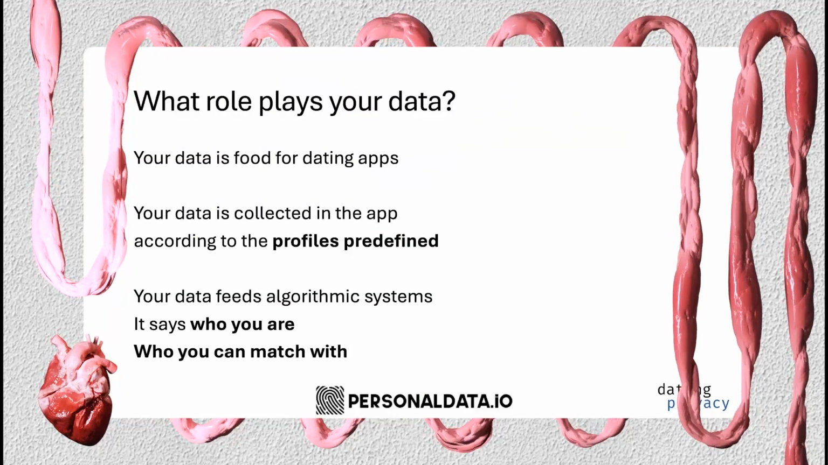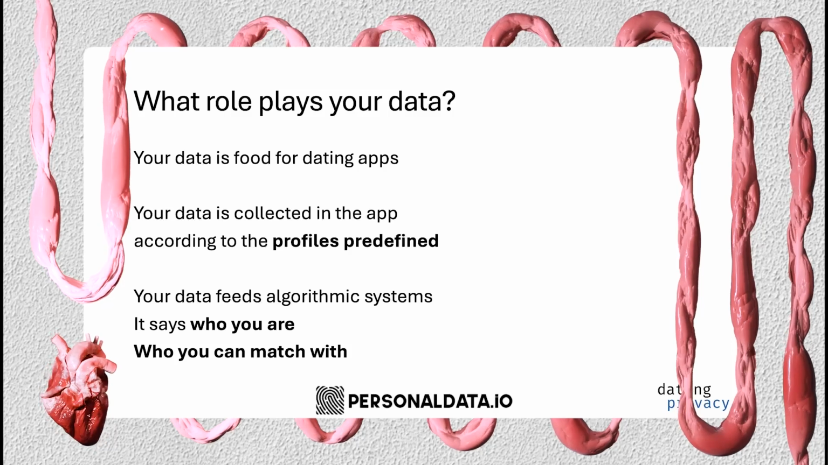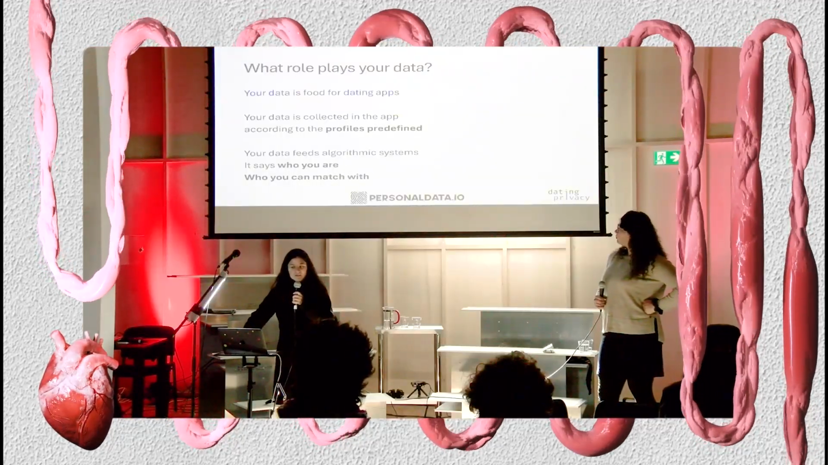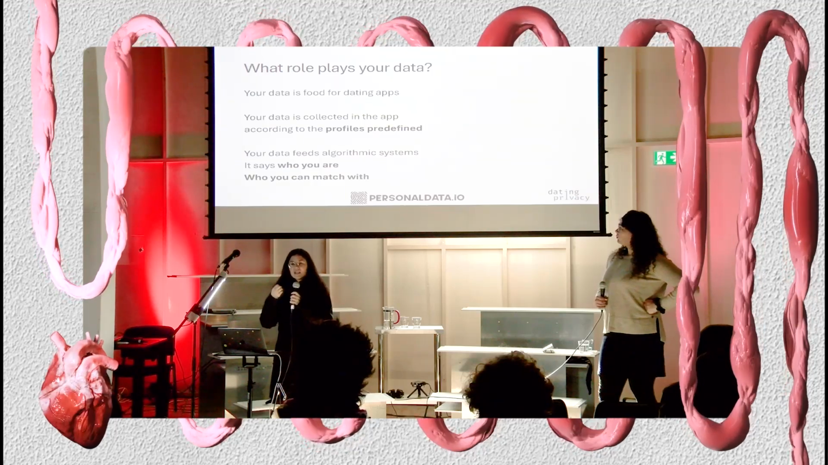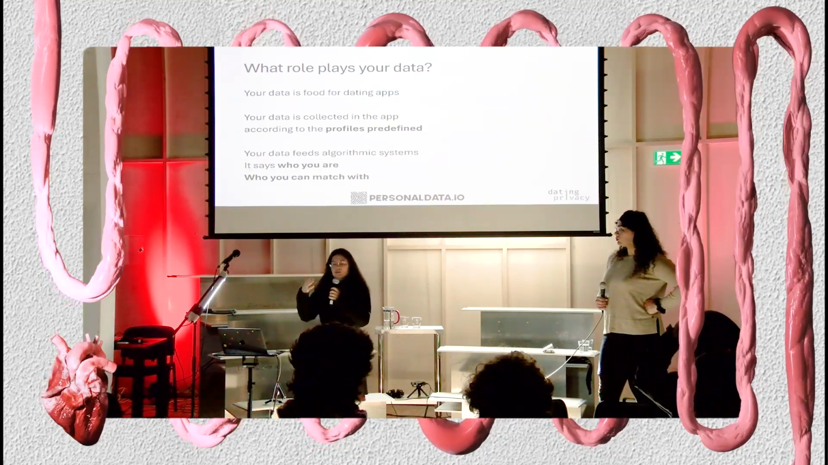So your data fits these algorithmic systems that say who you are and who you are looking for. Often when you register, you say, this person, this tall, this body shape, and I want somebody like this, like this, like this. 10 kilometers away, between 20 and 25, right? So the data is the food for the dating apps in the sense of: give me who you are, tell me who you want, and I will give you something.